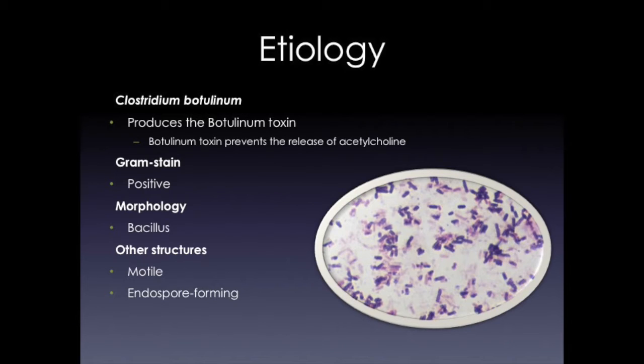Clostridium botulinum has a positive Gram stain, so it would show up as purple because of its thick cell wall. This bacteria's shape is bacillus. It also is a motile bacteria and endospore forming.